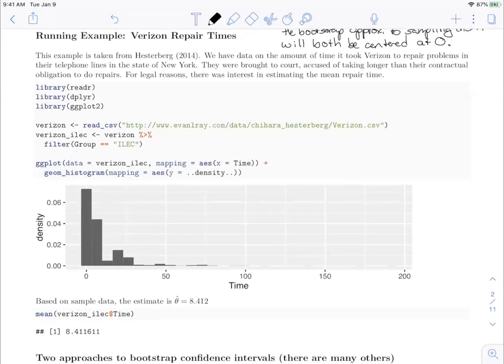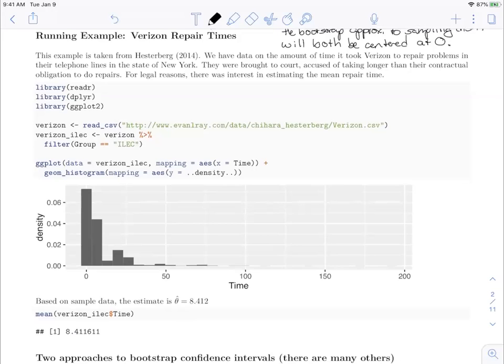If we just look at the plot here, we have a histogram of the repair times for different repairs that they made to problems with their phone lines. You can see that this distribution is very much skewed to the right. Ordinarily, if a distribution was skewed to the right, I would not want to use a mean. I'd prefer a median or something like that as a measure of the typical repair time. But for legal reasons having to do with what was written in the contracts, there was interest in estimating what the average repair time was.